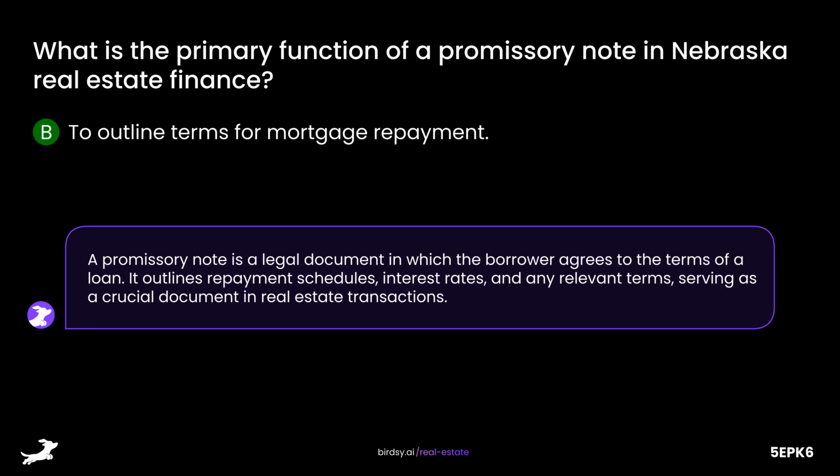A promissory note is a legal document in which the borrower agrees to the terms of a loan. It outlines repayment schedules, interest rates, and any relevant terms, serving as a crucial document in real estate transactions.